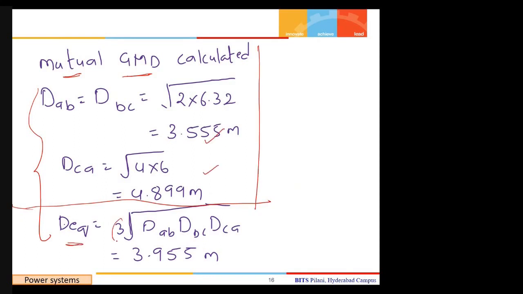We have three phases, so the cube root of the product of DAB, DBC, and DCA gives you the mutual GMD of the line. And these distances you have to calculate from the individual phases of the line.